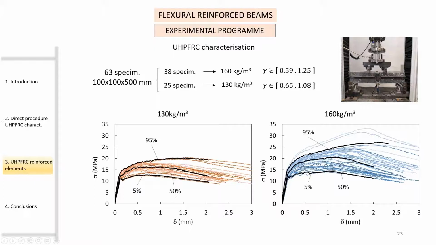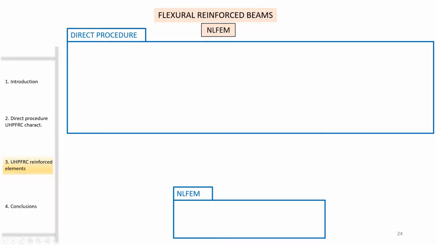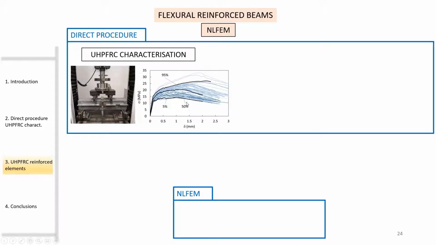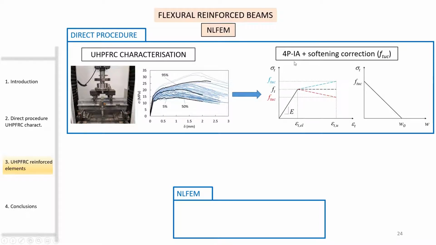In this sense, we consider this gamma parameter as the hardening ratio, this is the relation between the ultimate tensile strength and the tensile stress obtained from the direct procedure. We obtain a wide range from strain softening to strain hardening for both amounts of fibers. So for modeling the reinforced beams, we apply our direct procedure to obtain the tensile parameters. This is from the unreinforced 4-point bending test cast together with the beams. From the experimental bending curves, we obtain the tensile parameters using our 4-point inverse analysis and the softening correction.